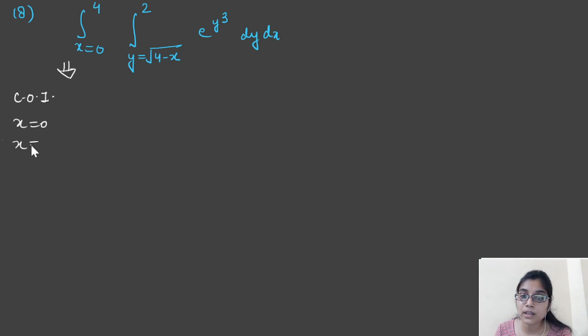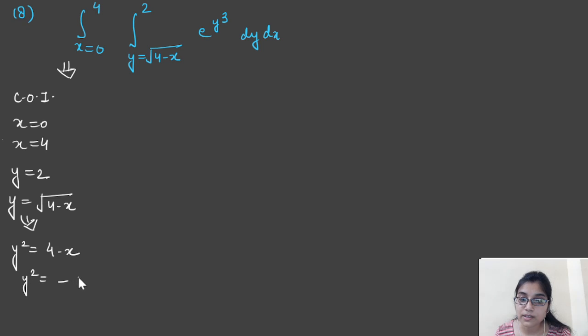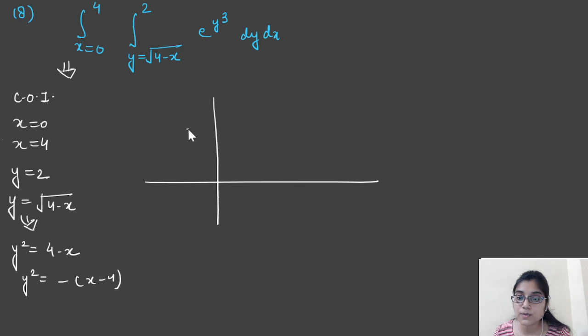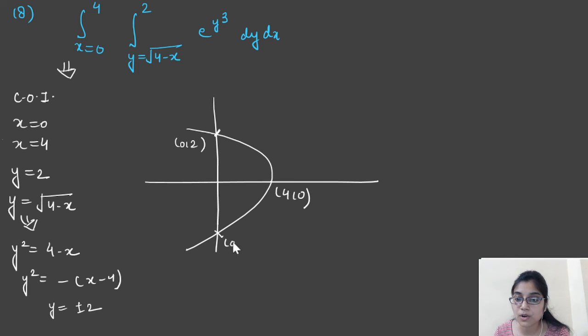Now what we will do? We will write down the limits and try to draw our region of integration. So this is y equals 2 and y equals root 4 minus x. Once you look at this curve, this is actually your parabola. And which kind of parabola? You can get it from here. Okay, let me draw it. So this is x equals 4, comma 0, that is, this point is your vertex (4, 0). And at which point is it intersecting the y-axis? So you will keep x equal to 0. So you are getting y as plus minus 2. So this is your (0, 2) and this is your (0, -2).